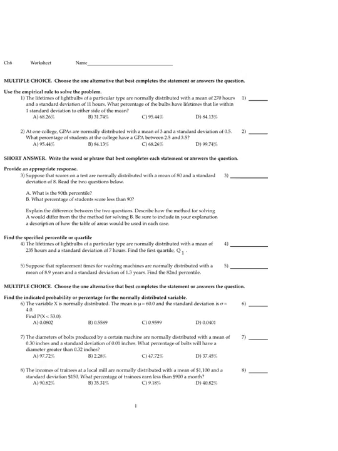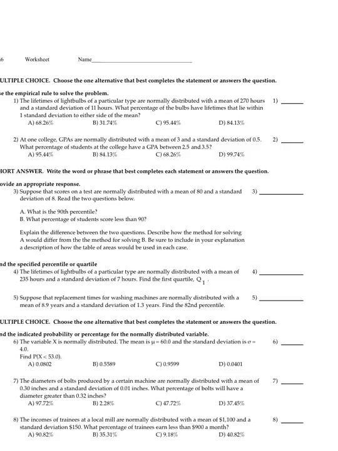Now we can go back to our first question. What is our first question? We are looking for the percentage of the bulbs that have lifetimes that lie within 1 standard deviation. Within 1 standard deviation, that is 68%, right?